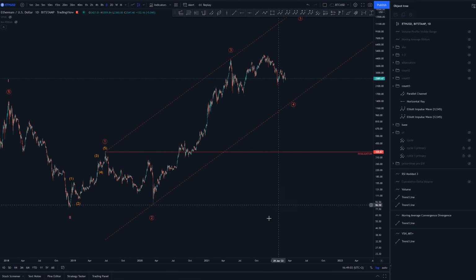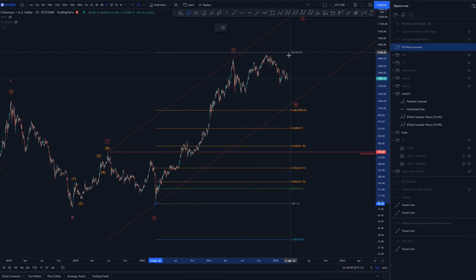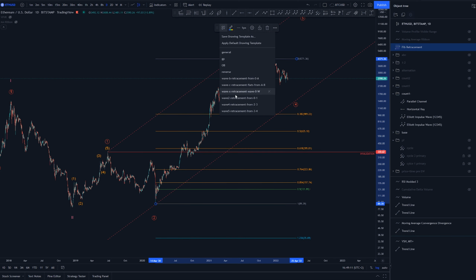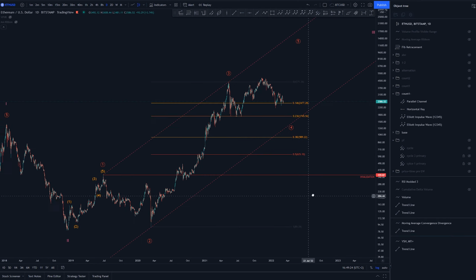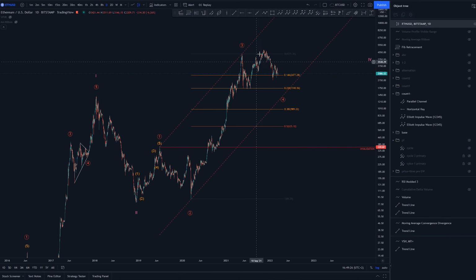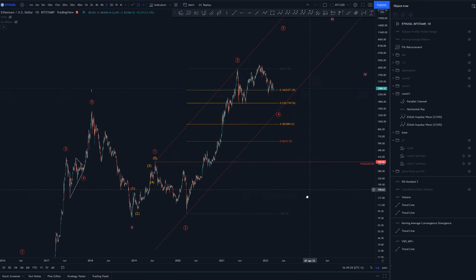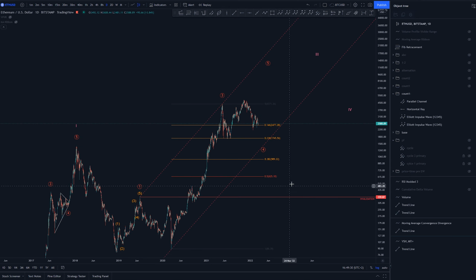Now this count says we're correcting for the wave 4 and with a target in mind of around 382. The invalidation is down here at around $350, so that is a long way off, and as this looks kinda impulsive, I really don't see us going this low.